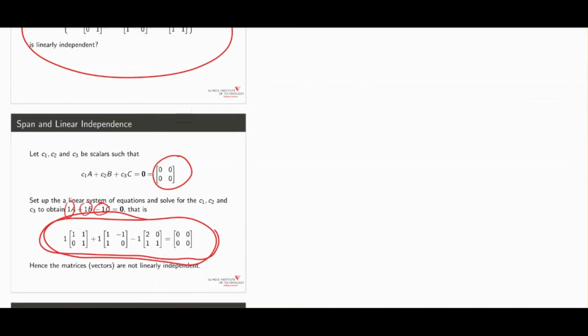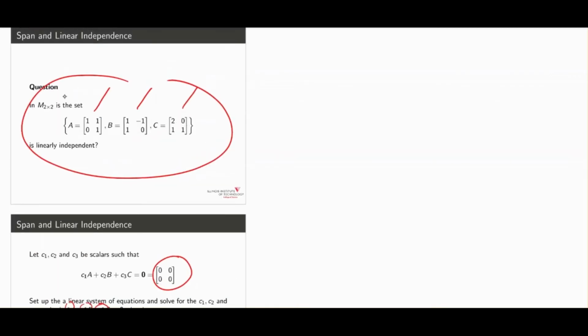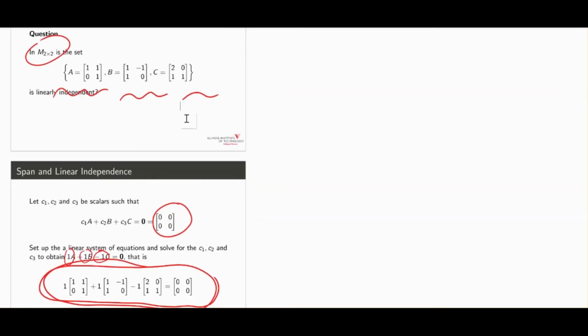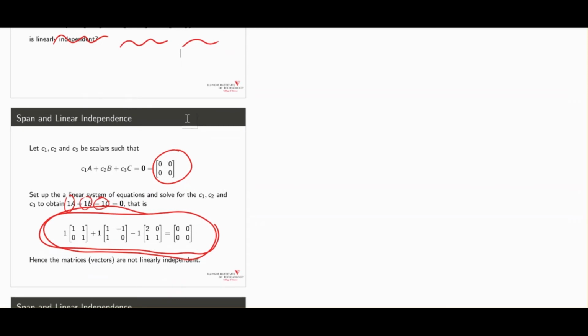All right. So you will be able to see that in this vector space here, these 3 vectors are not independent. They are dependent. But by now, you should be able to see that the way we identify whether a set of vectors is independent or dependent, we always do the same thing. We always set up this equation and try to solve for C1, C2, C3.